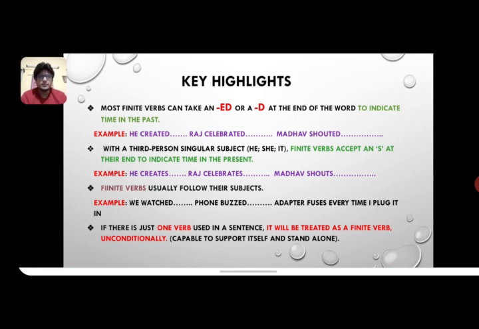Every year, or 22nd July every year. Now Madhav shouts at his dog every time he moves out of the house without permission, right? Okay, so finite verbs usually follow their subjects. So the moment you find a verb written right after the subject in a sentence, that means you are looking at, or reading, a finite verb.